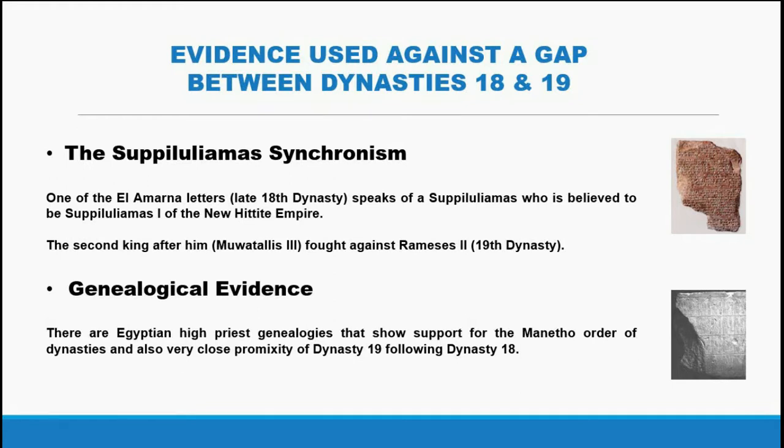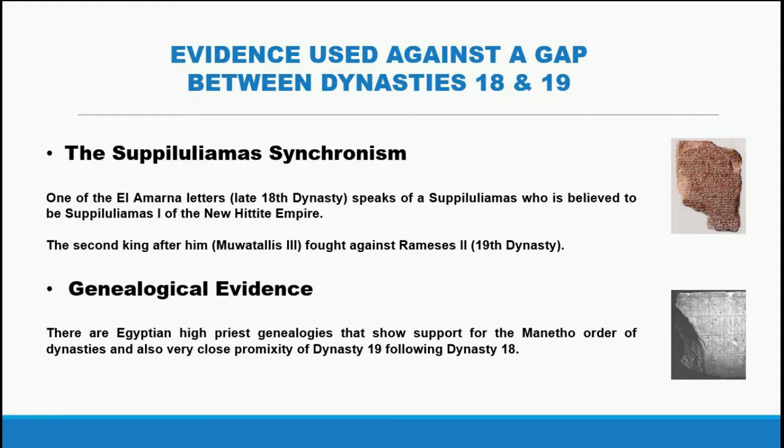The next item of evidence is genealogical evidence. There are Egyptian high priest genealogies that show support for the Manetho order of dynasties, and also very close proximity of Dynasty 19 following Dynasty 18.